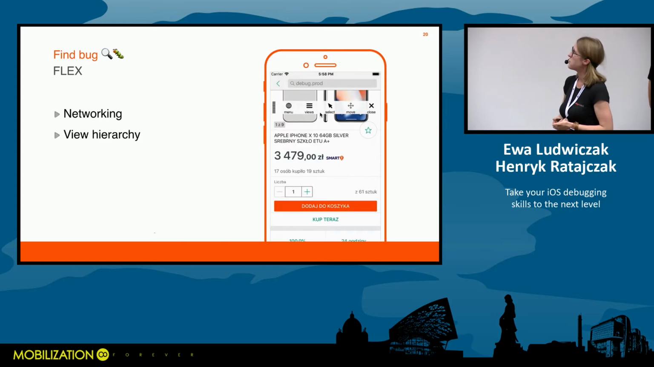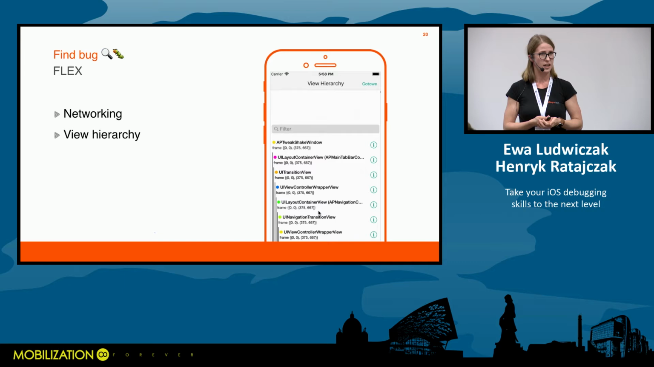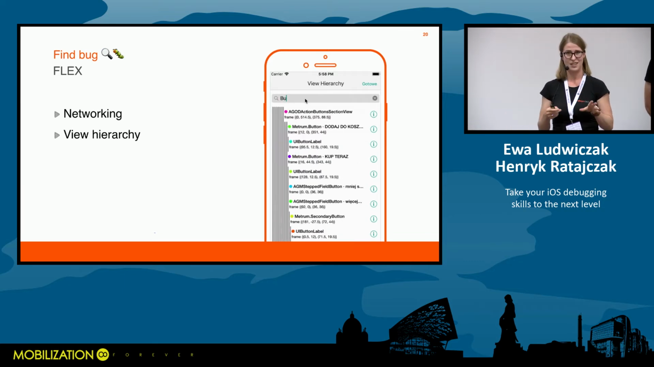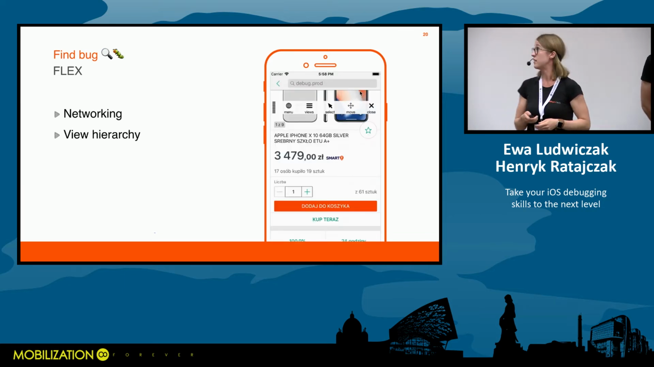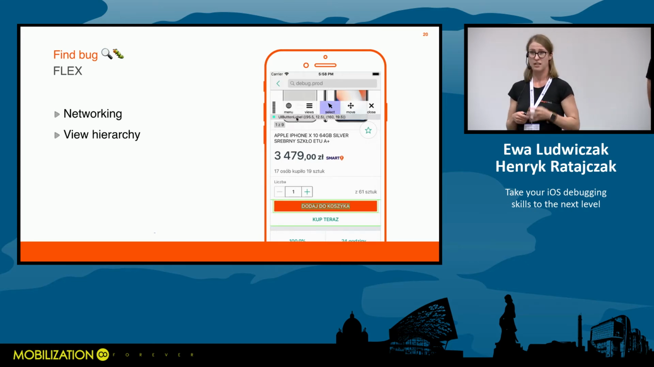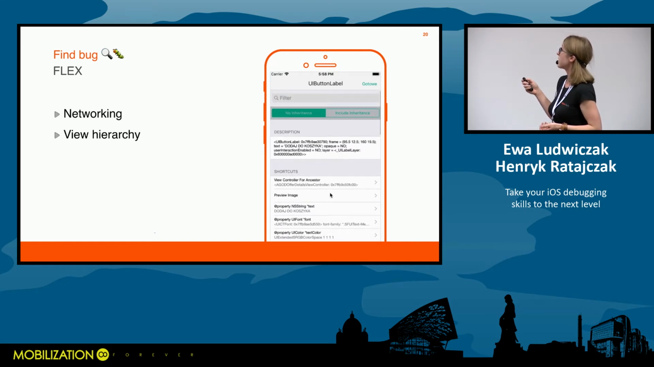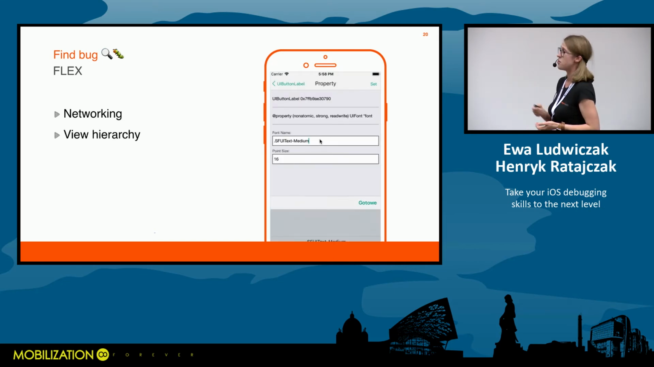The second debugging option of Flex is the view hierarchy. You can inspect and modify views that are displayed in your app. You can filter them if you want to see only information about buttons. You may select the view of your choice and then call custom methods on it. You can also change properties, like changing the font of a certain label.